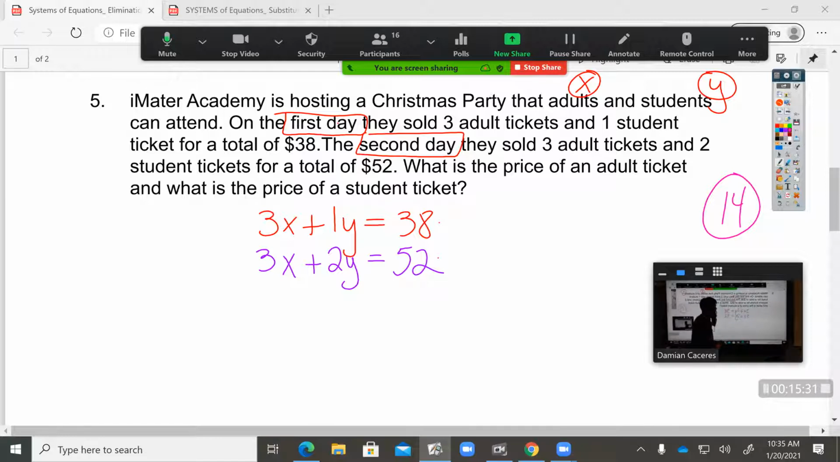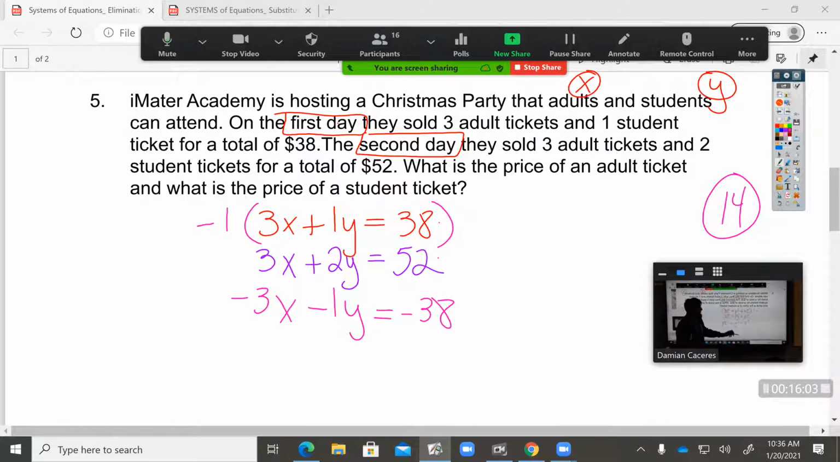So, what's easier to eliminate, a 3 and a 3 or a 1 and a 2? A 3 and a 3. The numbers are already the same. So, all you have to do is multiply the equation by -1. I can't multiply by a bigger number because then that 3 would not be a 3 anymore. So, you just multiply by -1. When you distribute, you get -3x minus 1y equals -38.